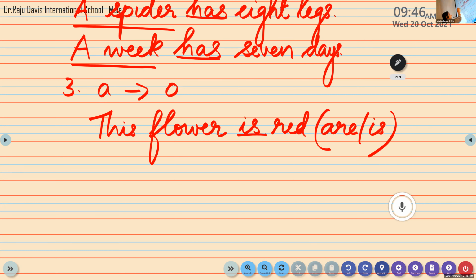So similarly, you have to do the other sentences which are there in your workbook. We'll be discussing the answers in the next session. Do it as home assignment. It is a complete exercise on the usage of am, is, are, and has and have. So I hope the usage of am, is, are, and has and have is very clear. The next session too, we'll be discussing the same topic and the exercise which is there in page number 13.